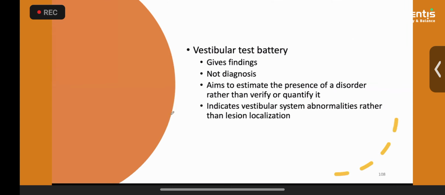One of the very important things I would like to tell is, whenever we are doing vestibular testing, it gives findings. We have to interpret the diagnosis based on the clinical scenario. The aim is to estimate the presence of a disorder rather than to verify or quantify it. And the vestibular test battery indicates vestibular system abnormality rather than lesion localization. For example, if there is gaze evoked nystagmus versus a unidirectional nystagmus, it will give an abnormality. But lesion localization we have to do based on the other associated findings and the clinical scenario.